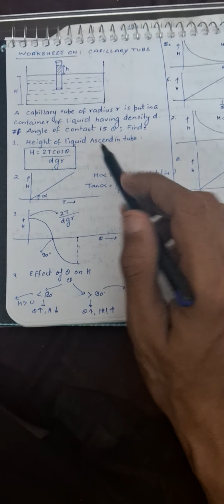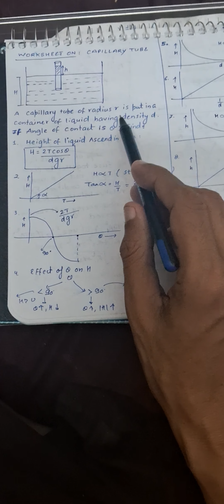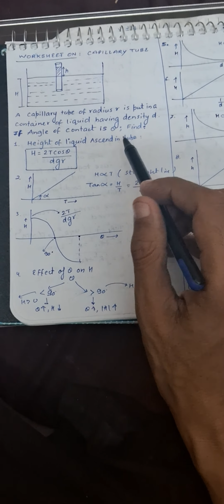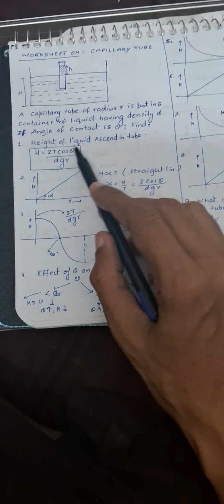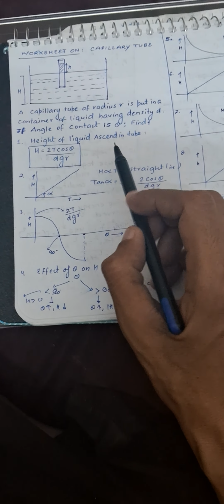We are given the question that a capillary tube of radius r is put in a container of liquid having density d. The angle of contact here is theta, and we need to find the first question: the height of liquid ascent in the tube.